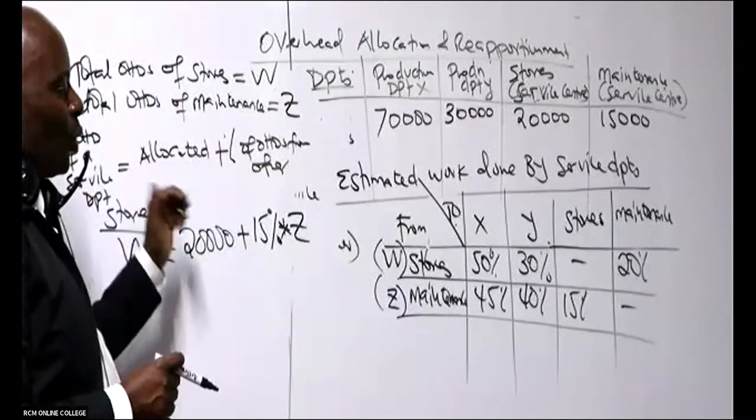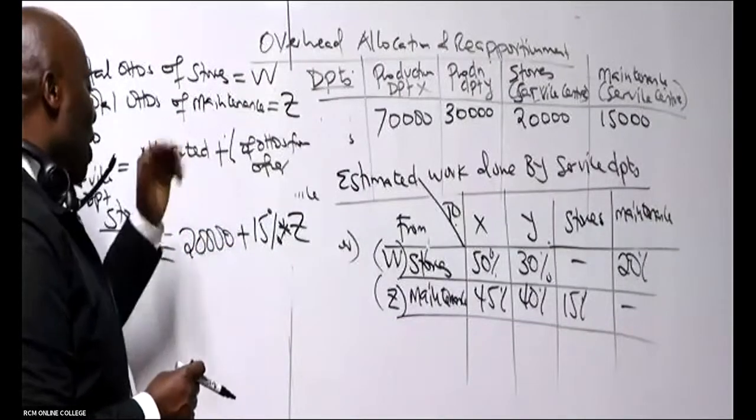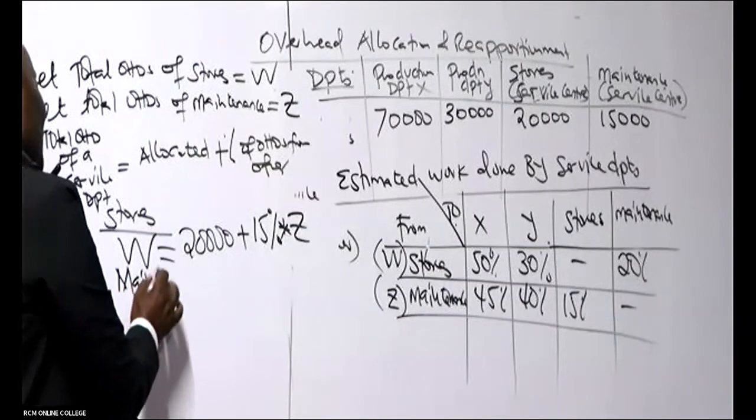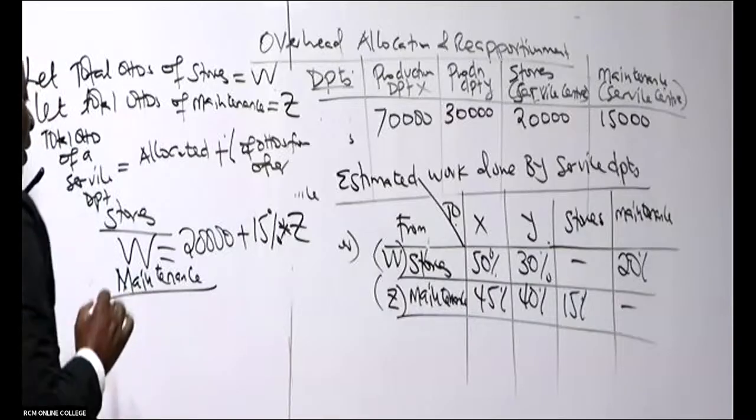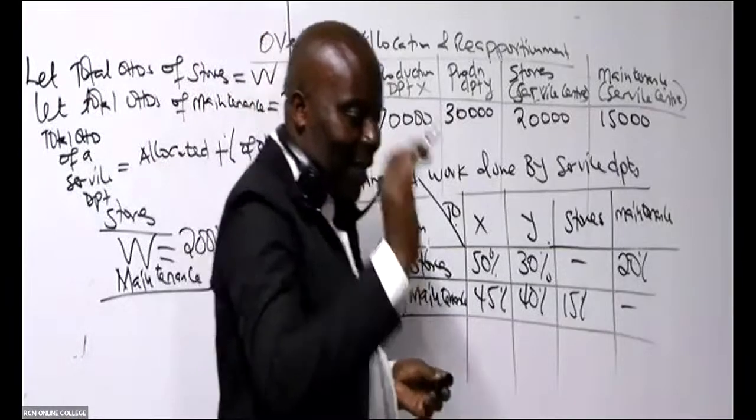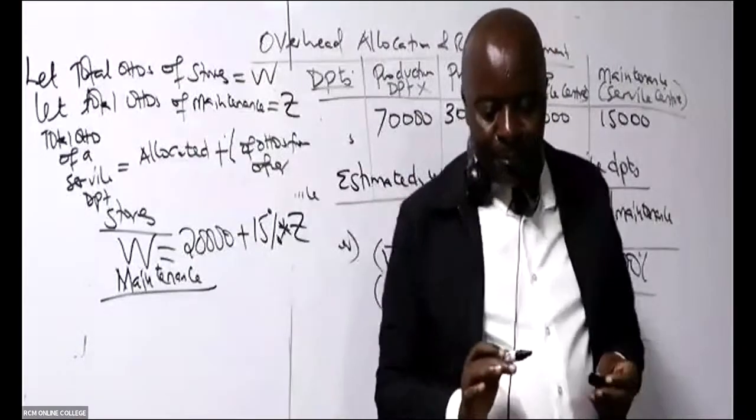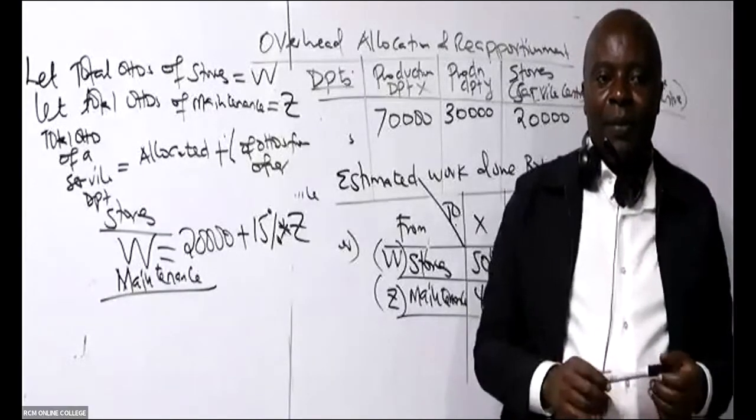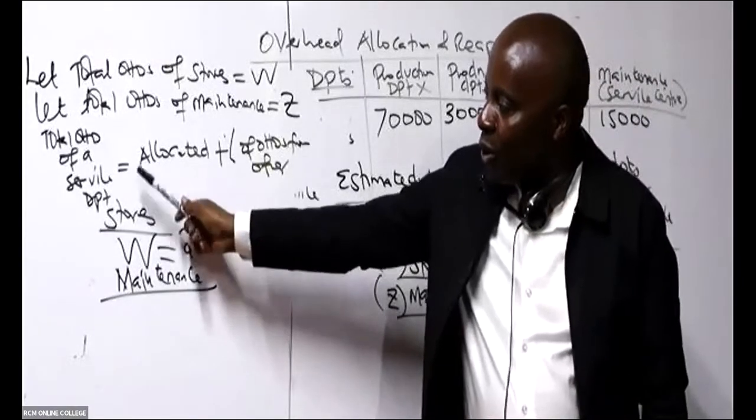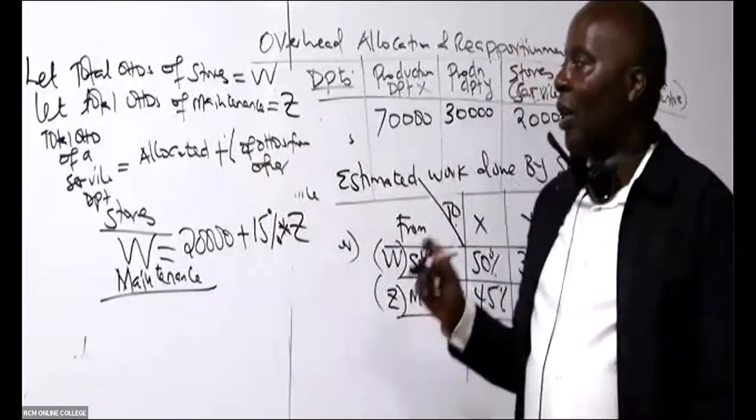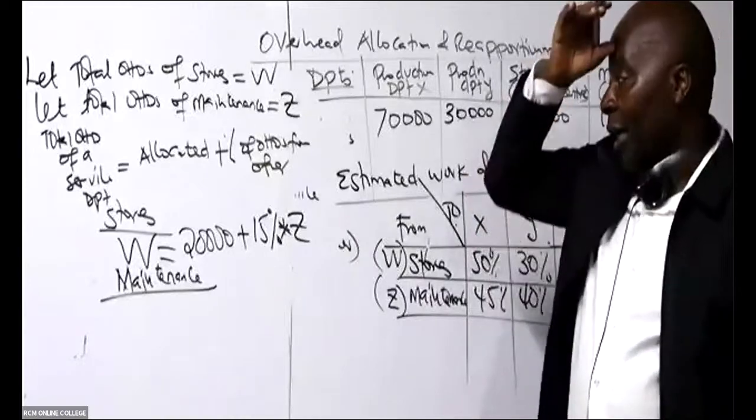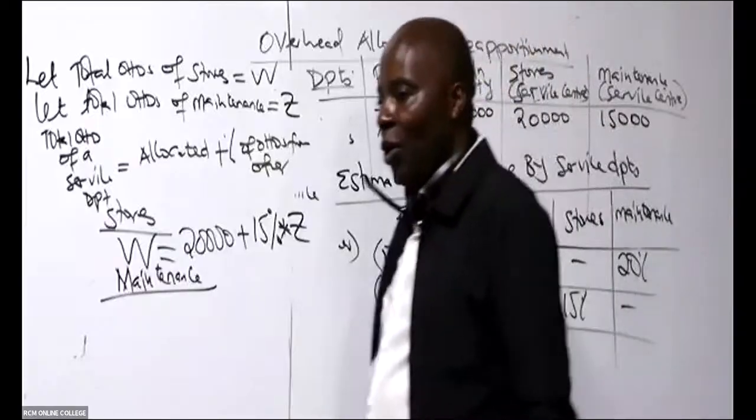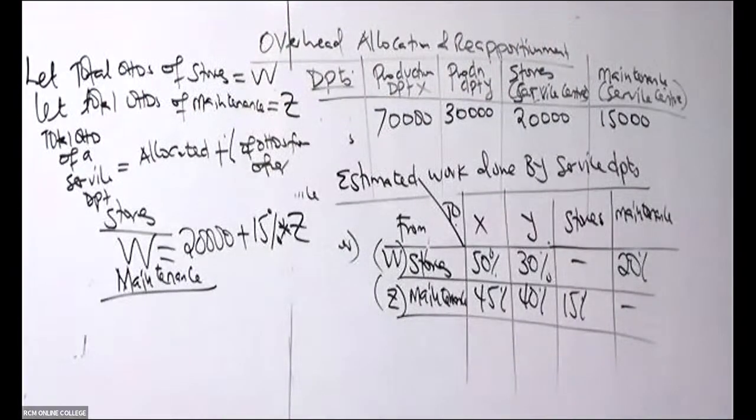Z. So you simply want an equation. Now, let me see whether there is anybody who will be able to form an equation for us for maintenance. Just try, but if you don't get it right, so what? Just try writing any equation there. So long as you remember that the total overhead of a service department will be equal to allocated plus percentage of overhead from the other, you will never go wrong. From the other, just try.